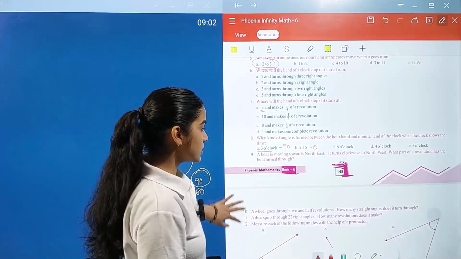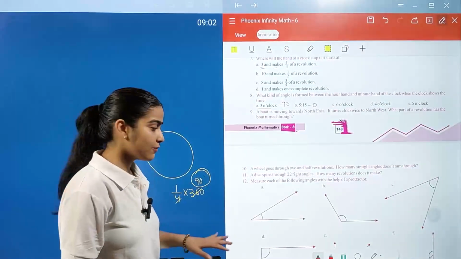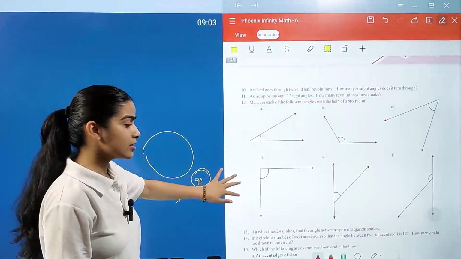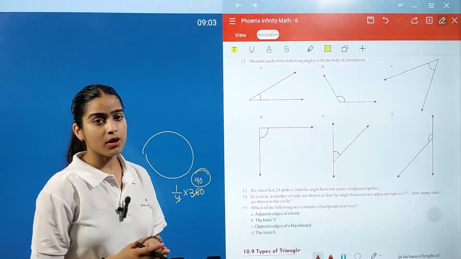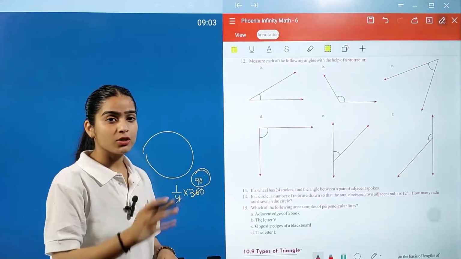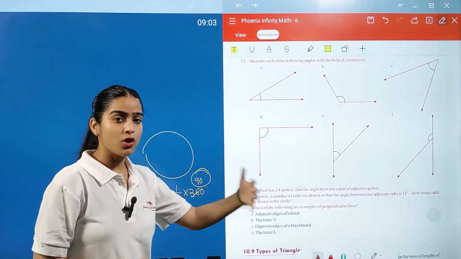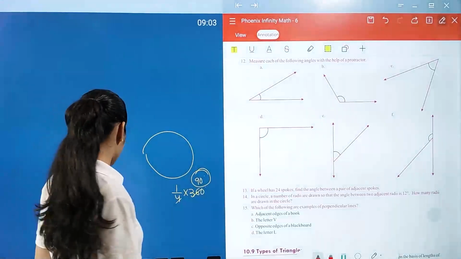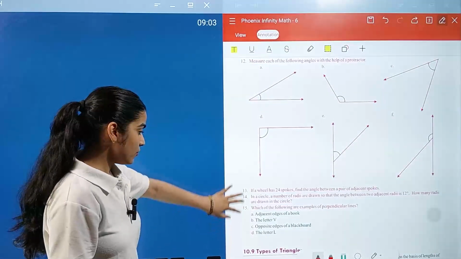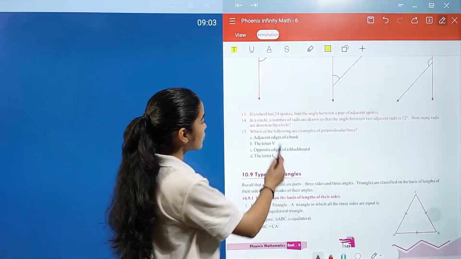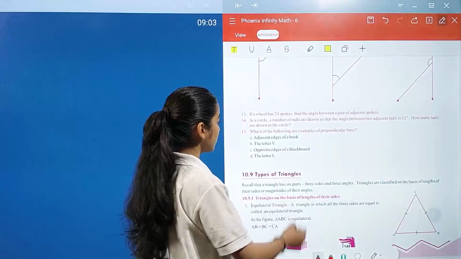I hope this is clear to you, students. Now what you have to do is measure the angles, see the questions, and tell by moving your direction, for example north to west, which angle you are forming. So we move towards your next question, which is: which of the following are examples of perpendicular lines?